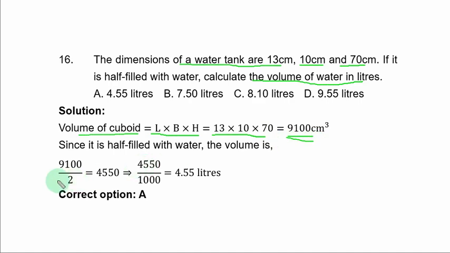Now, since it is half filled with water, the volume becomes what we have here divided by 2. So you divide 9100 by 2, and that is 4,550. To express this in liters, you divide it by 1000. Divide by 1000, you have 4.55 liters. A is the correct option.